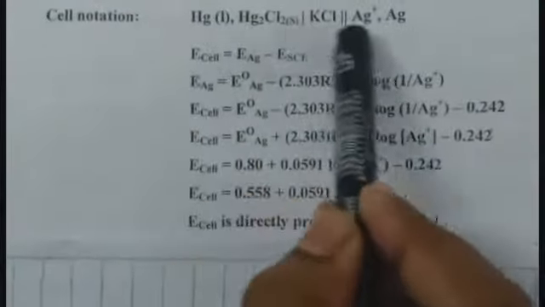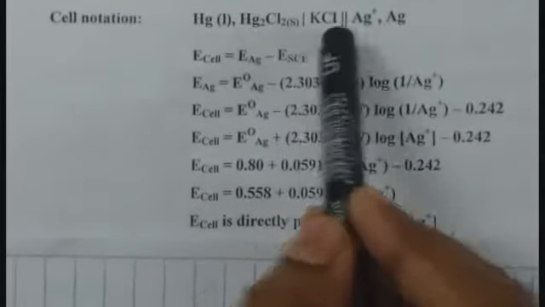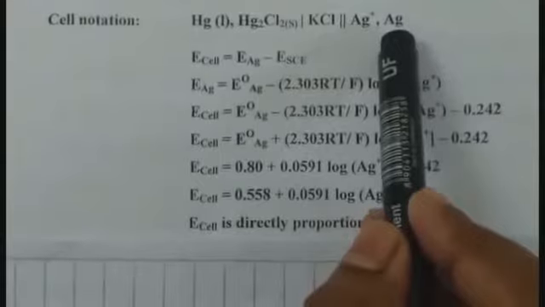Here we use a potassium nitrate or ammonium nitrate salt bridge. Here we should not use a KCl salt bridge. Chemicals are 0.1 molar KCl and 0.1 molar AgNO3. This is the cell notation for this experiment, where the cathode is the saturated calomel electrode and the anode is the silver electrode in silver nitrate.